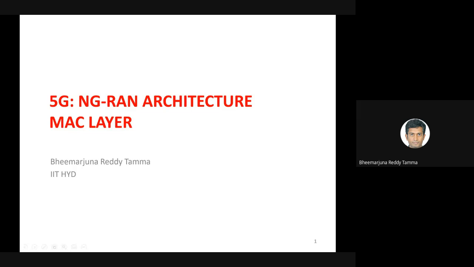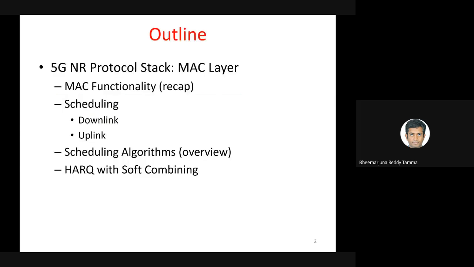Okay, so today's class will look in a bit more detail at what the MAC layer does in 5G systems. This is the outline for today's presentation. We have seen in the previous class what the MAC layer does, so we'll have a quick recap of what MAC does.